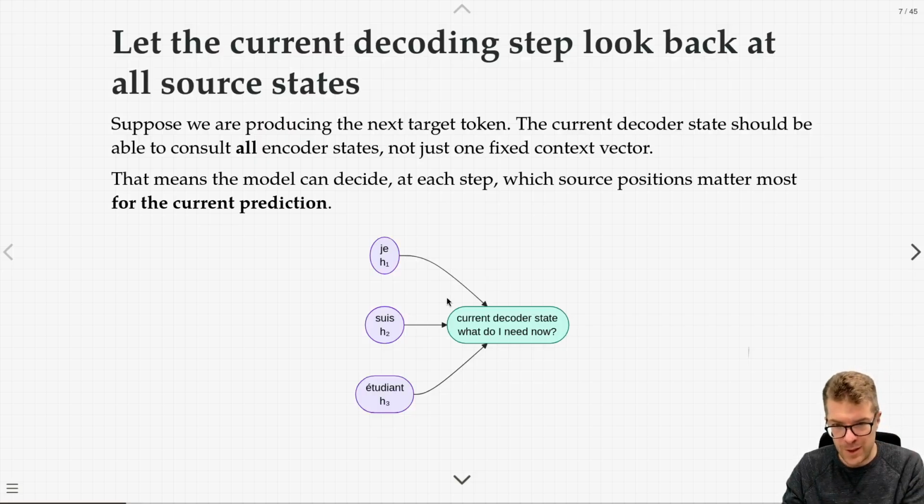And then visually it might look like this. We have the word je, this produced some hidden context vector h sub 1. Suis, that's produced some other context vector h sub 2. Étudiant, it produced h sub 3. So now we're producing an English word. Which of these three states, je suis étudiant, is most relevant to me, right? So I'm going to produce a particular word. Maybe one of these words matters more than the other to my English translation.